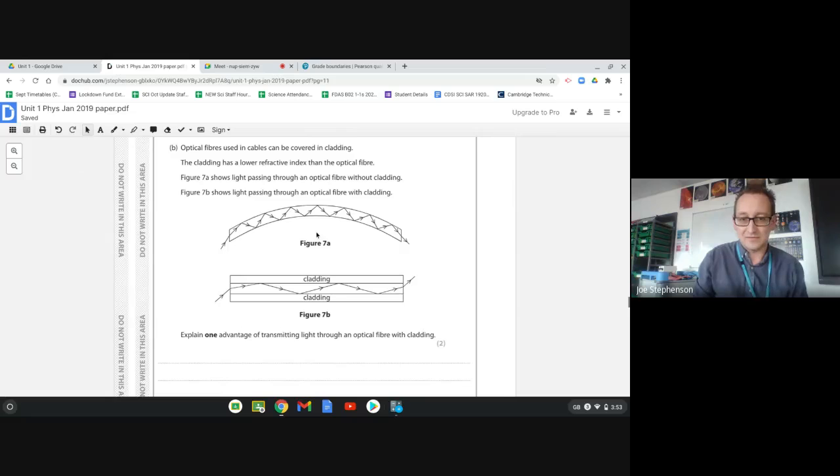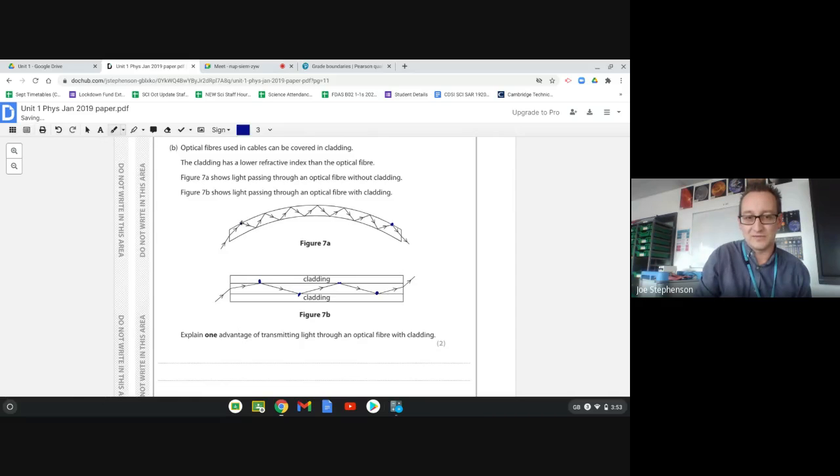So this one talks about total internal reflection, and you've got a cladded wire and a non-cladded fiber, and it gets you thinking about one advantage of transmitting with cladding. What's the advantage of this? Now this is the same length of cable. Hopefully you'll notice that here, here, here, and here, we have 4 reflection points. 1, 2, 3, 4. This one, 1, 2, 3, 4, 5, 6, 7, 8, 9, 10, 11, 12, 13. 13 reflection points all the way along that.